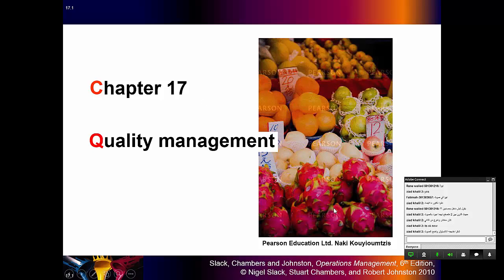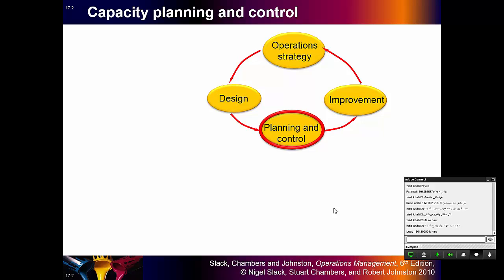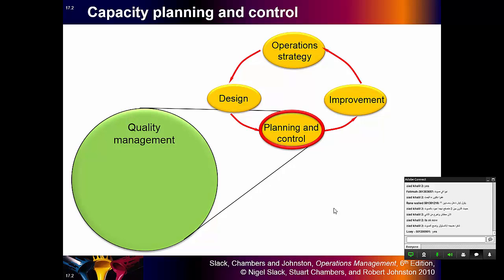Begin, inshallah. Okay, today we will discuss chapter 17, which is related to quality management. Quality management is one of the most important aspects in the operation, okay? And we are still in the planning and control phase of the operation.